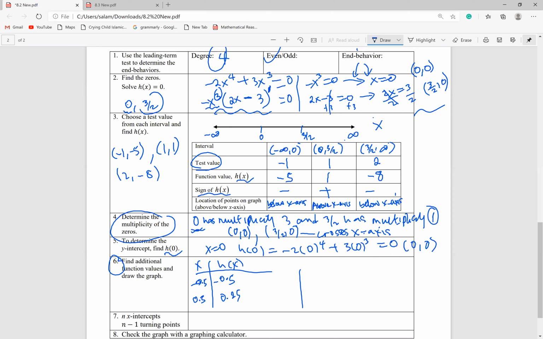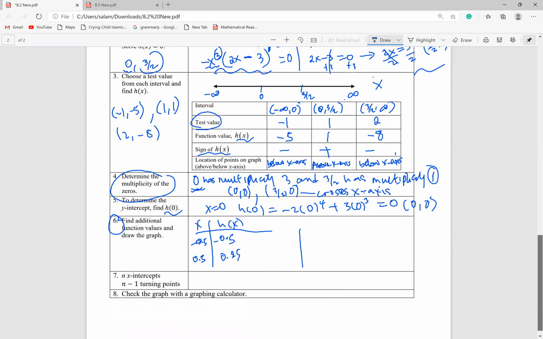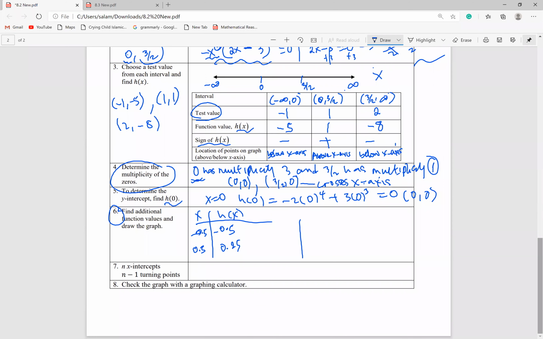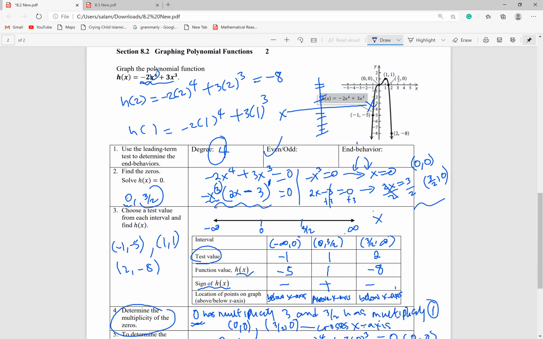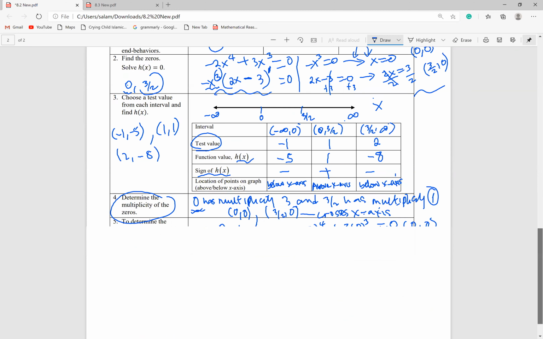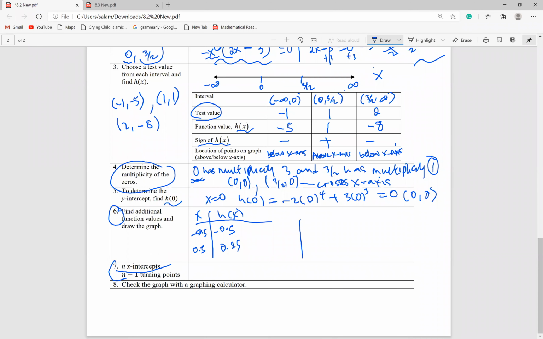Then after you have all this, you can try to sketch the graph. So this is more like a check. You can use that to check the number of x-intercepts that you have. When you look at the degree of this polynomial, it is 4. That is just telling us we should have at most 4 x-intercepts.